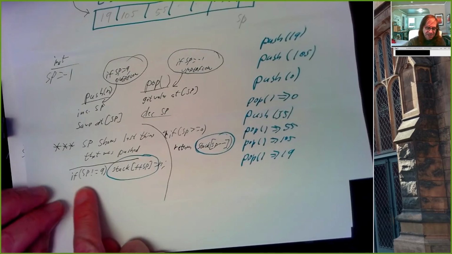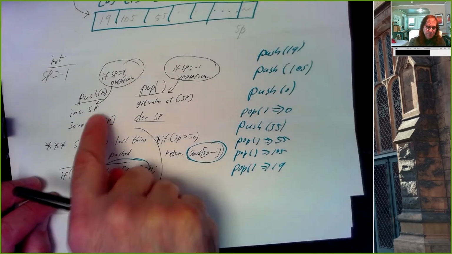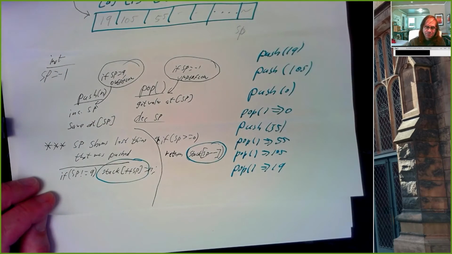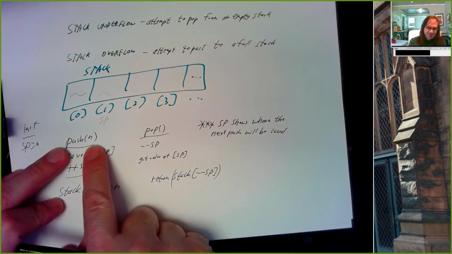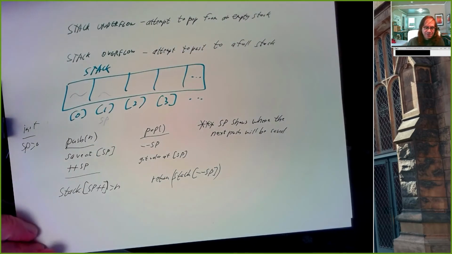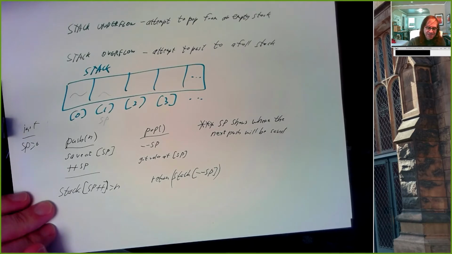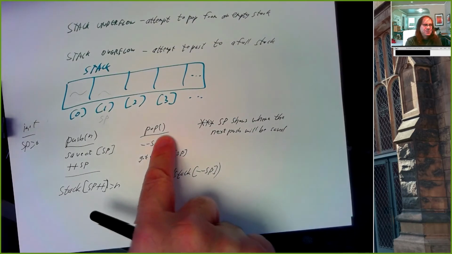In this case, if the stack pointer was 9, we had an overflow when we tried to push something more. In this case, if the stack pointer is 10, that indicates an overflow. And if the stack pointer is 0 and we try to pop, that's an underflow.